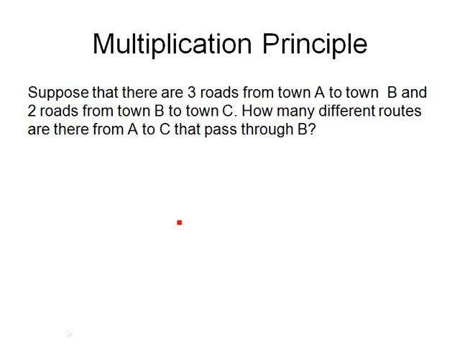Suppose that there are 3 roads from town A to town B and 2 roads from town B to town C. How many different routes are there from A to C that pass through B? To help us understand this problem, it's going to be very easy to solve it if we look at a tree diagram.